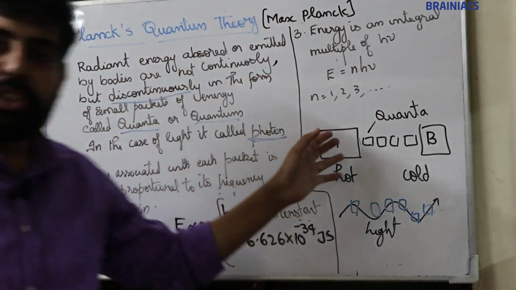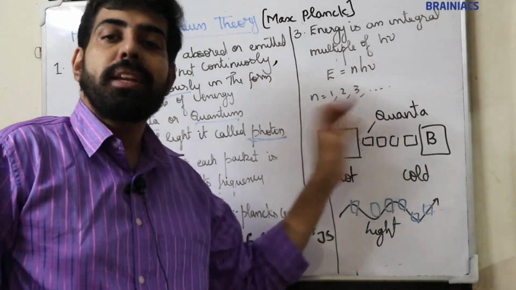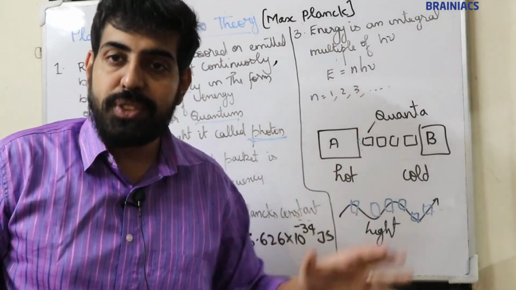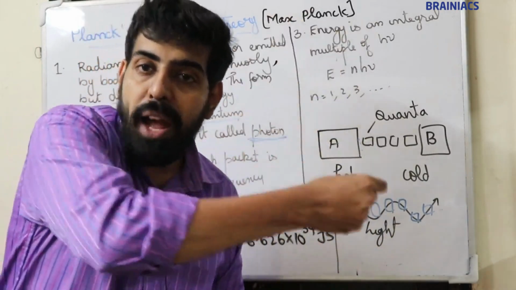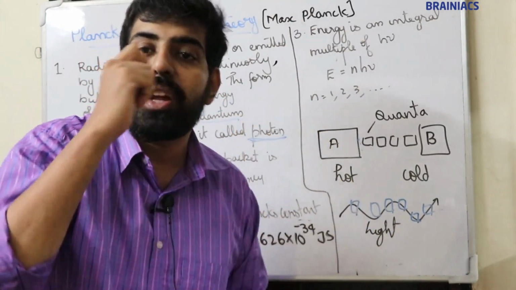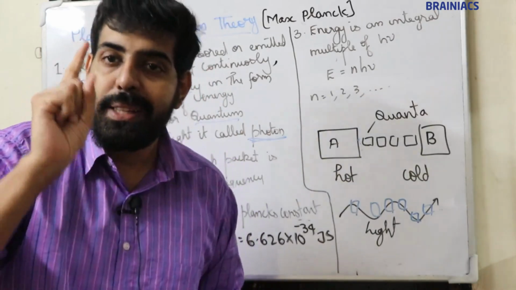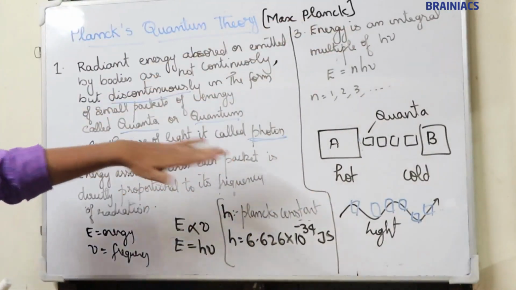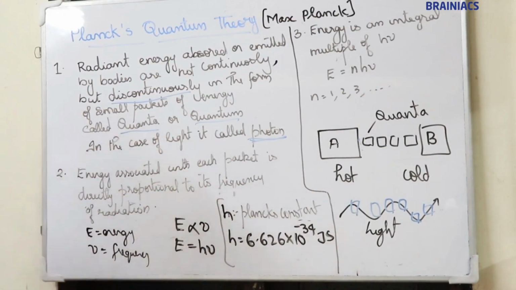So energy absorbed or emitted is not continuous, it is discontinuous, in the form of small packets of energy. These energy packets are known as quanta or quantum. In the case of light, those energy packets are known as photons. This is the first postulate.